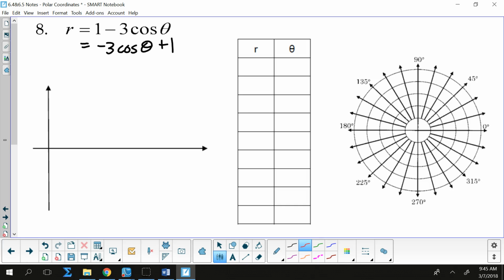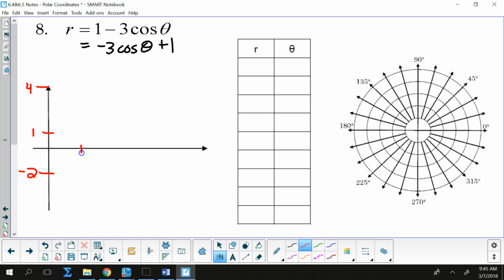The middle line is where? Positive 1. Amplitude of that function? 3. So that means from the middle I go up 3, so I'd go all the way up to 4. And I'd go down 3, so I'd go down all the way to negative 2, right?